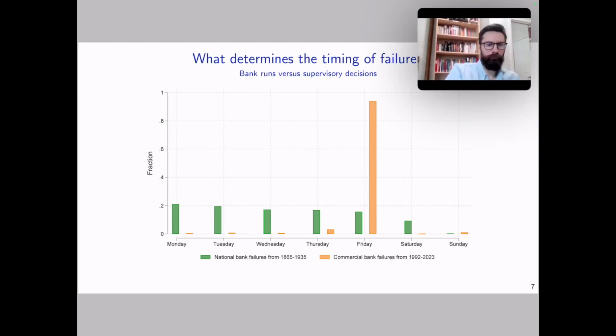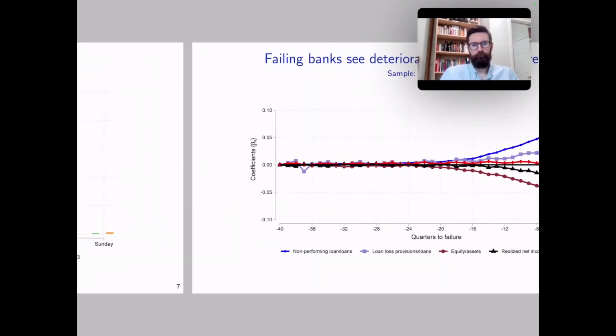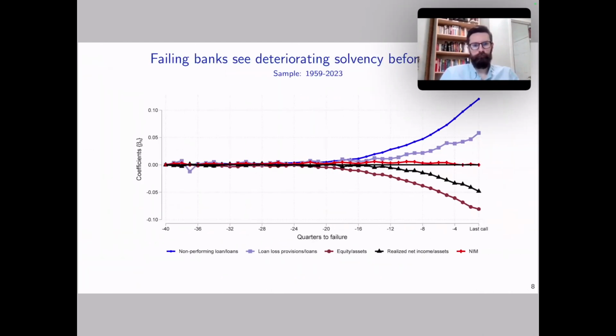It's not at all the case in the contemporary US banking system, where banks almost always fail on Friday because it is a supervisory decision when a bank fails. It's not the decision of depositors. But again, there's nothing about the cause of bank failure right here. So what we do in our work is we try to understand whether there are commonalities across failing banks before they fail, and whether we can actually predict failure before it happens using historical variation.